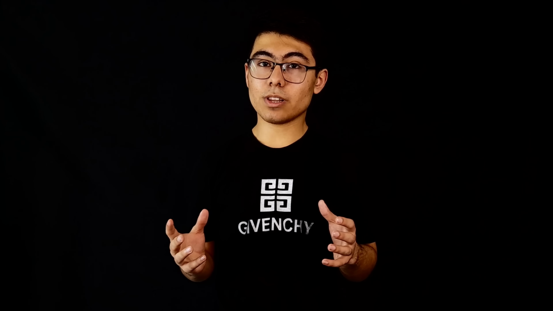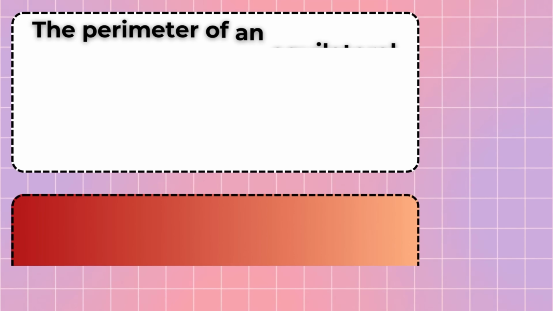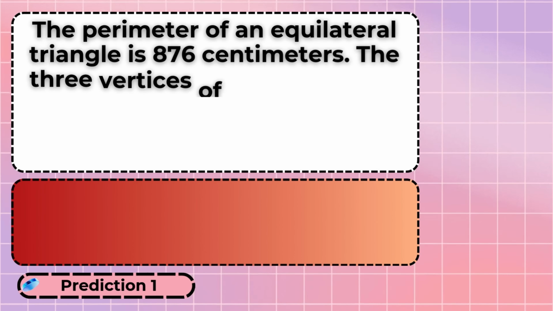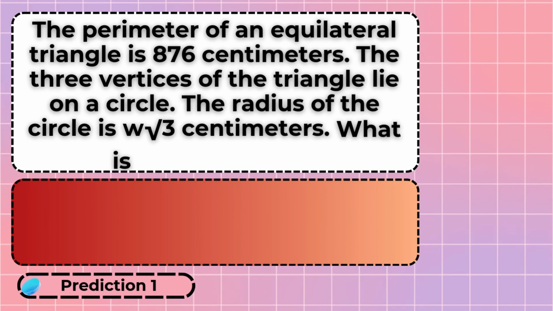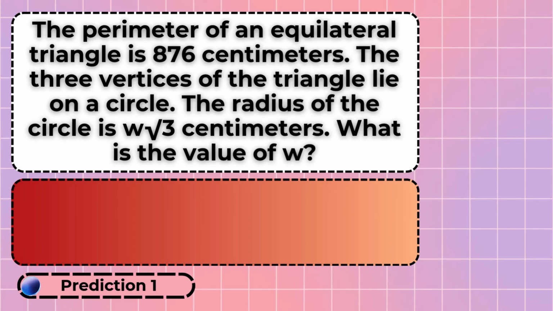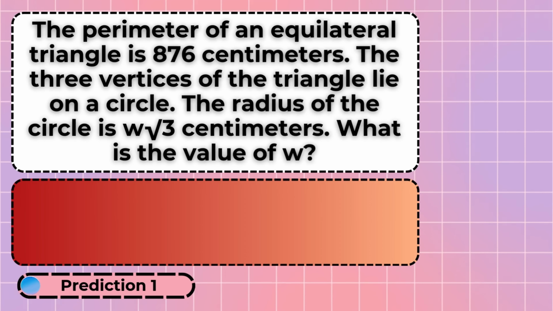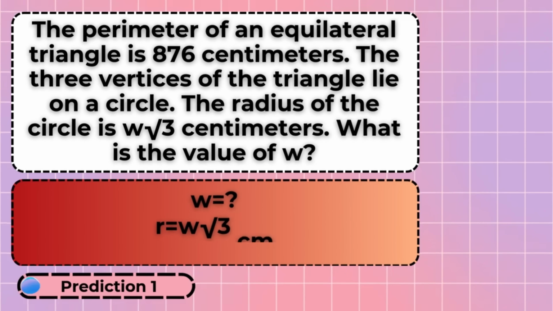You have an equilateral triangle, equal sides, equal angles, with a perimeter of 876 centimeters. But here's where it gets insane. The triangle is inscribed in a circle. That means all three vertices touch the circle perfectly. And they want us to find W when the radius equals W multiplied by the square root of 3 centimeters.